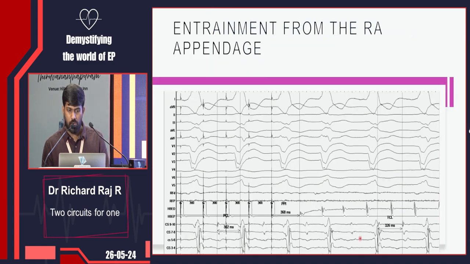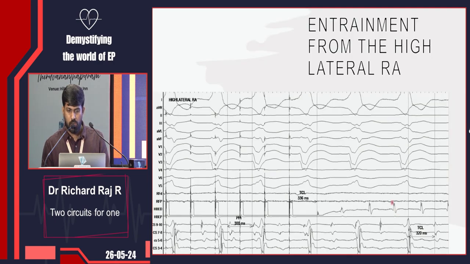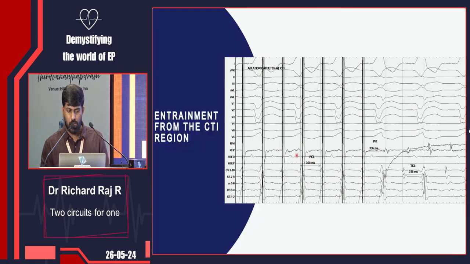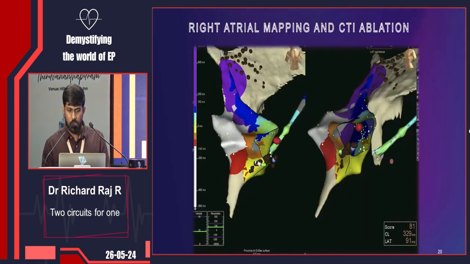So we had to find out the exact location. So entrainment was done in the RA appendage. The RA appendage showed that the post-pacing interval was 368, which was longer than the tachycardia cycle length, excluding it from being part of the circuit. However, the high lateral RA, with a post-pacing interval almost similar to the tachycardia cycle length, as well as the CTI region, were both found to be part of the circuit. Voltage activation mapping also confirmed that there was a counterclockwise pattern in and around the CTI region. So that was ablated successfully.